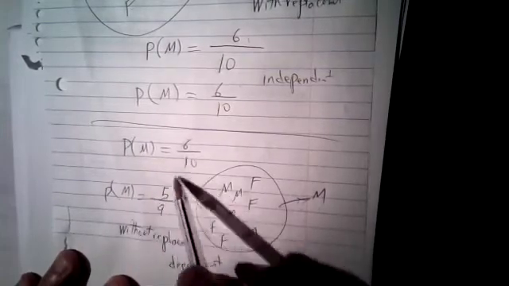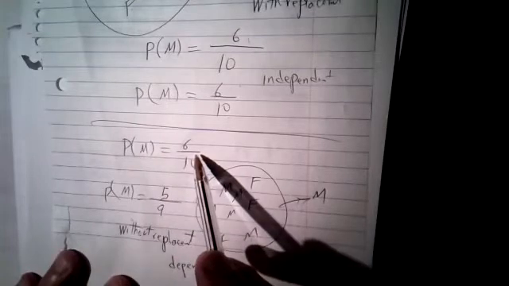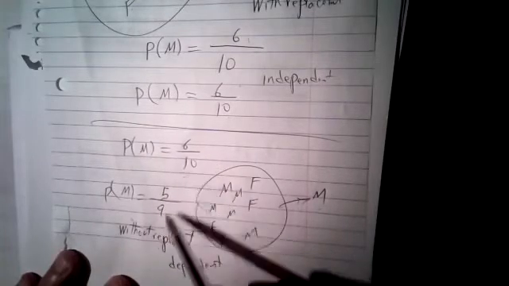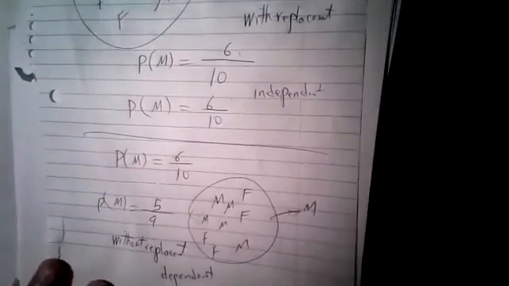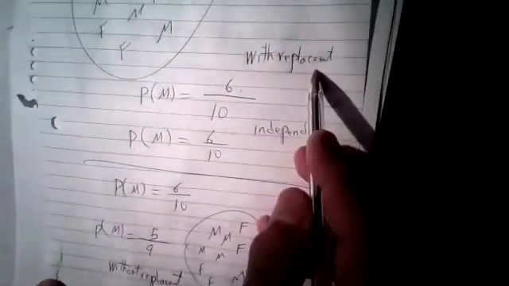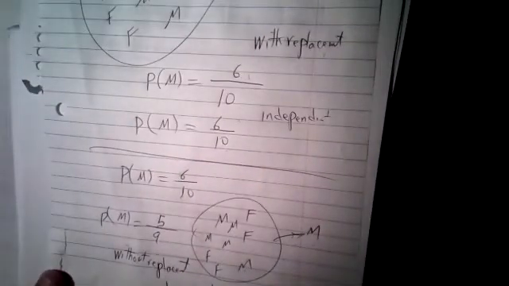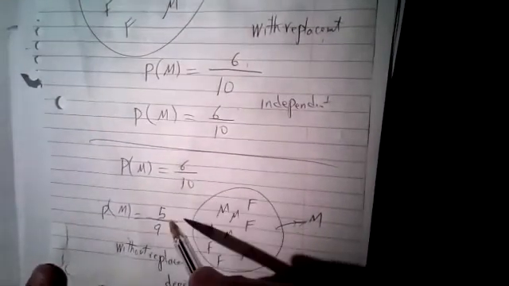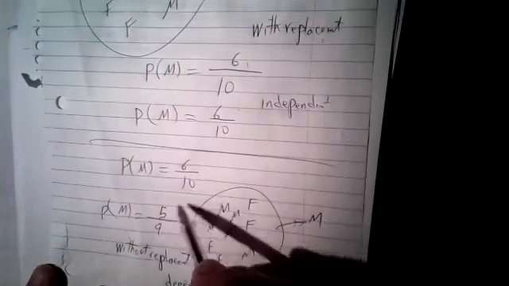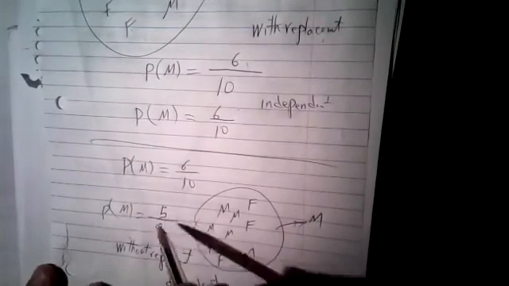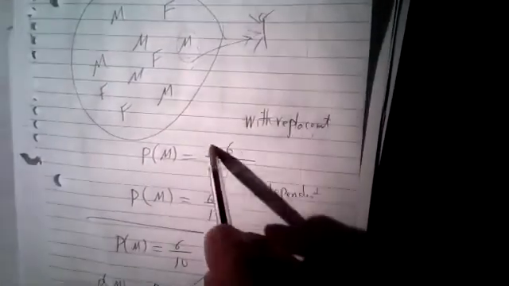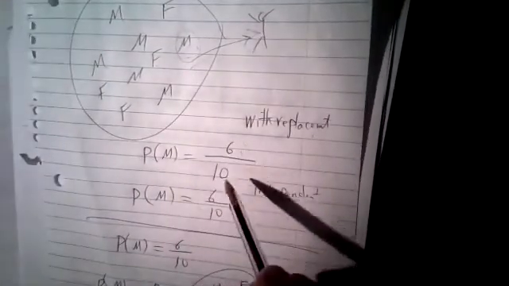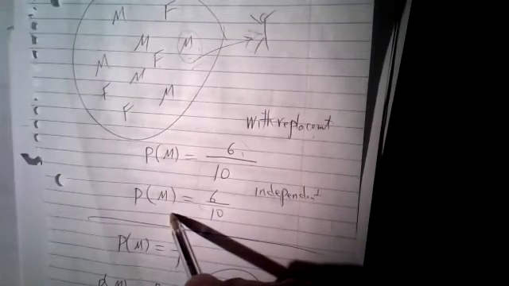So these two are not independent, they are dependent. That's the difference between dependent and independent that we normally use with replacement and without replacement. Without replacement means you don't replace it, so the numbers drop from 10 to 9 and 6 to 5. But in the first one, if the person returns, then nothing has changed, meaning if you do it for the second time, the probability remains the same.